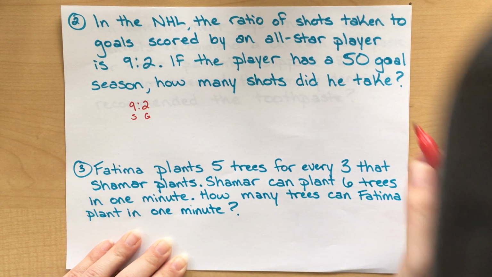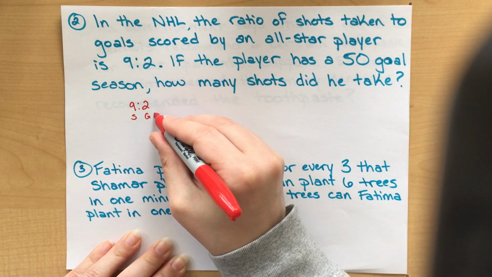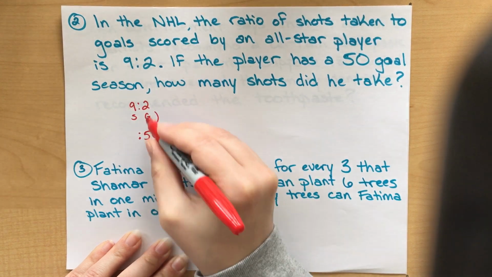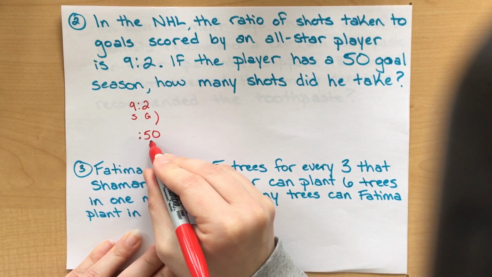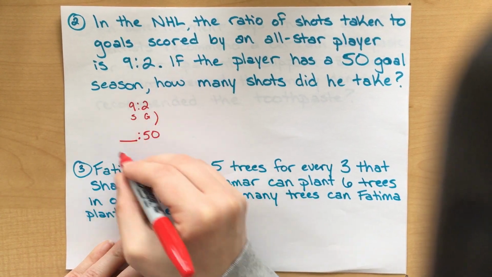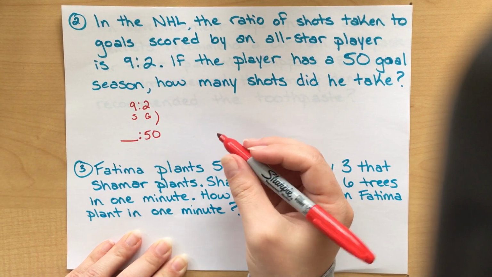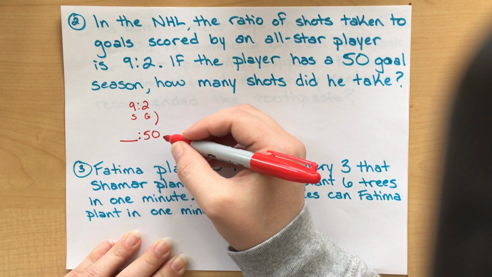Okay. If the player has a 50-goal season, so now we're looking at a ratio where instead of the goals being 2, the goals are 50. How many shots did he take? We need to know how many shots. So how did I get from the 2 to the 50? So my number is growing, I know that.